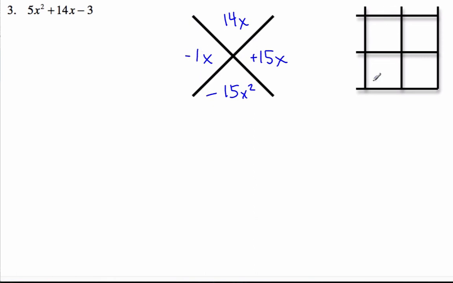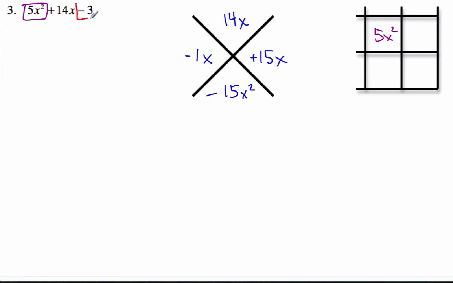Now, when I go to the box here, this box represents the area of this whole piece here. And so what happens is this 5x squared goes into this first box here.